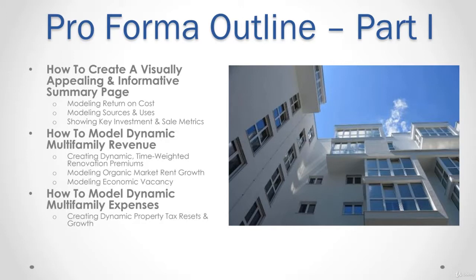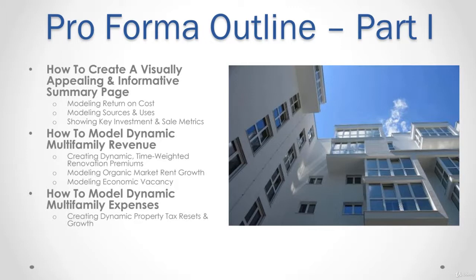So the pro forma outline is what I want to cover in these next few lessons to show you guys what we're actually going to be building in this course. So first off, we're going to start with how to create a visually appealing and informative summary page. So this is going to have a lot of our main inputs, and it's also going to have a lot of our main outputs, our key investment metrics that we're going to want to be able to show investors and partners very easily in some sort of a dashboard that they can take a look at very quickly and understand the return metrics and profile of the deal.